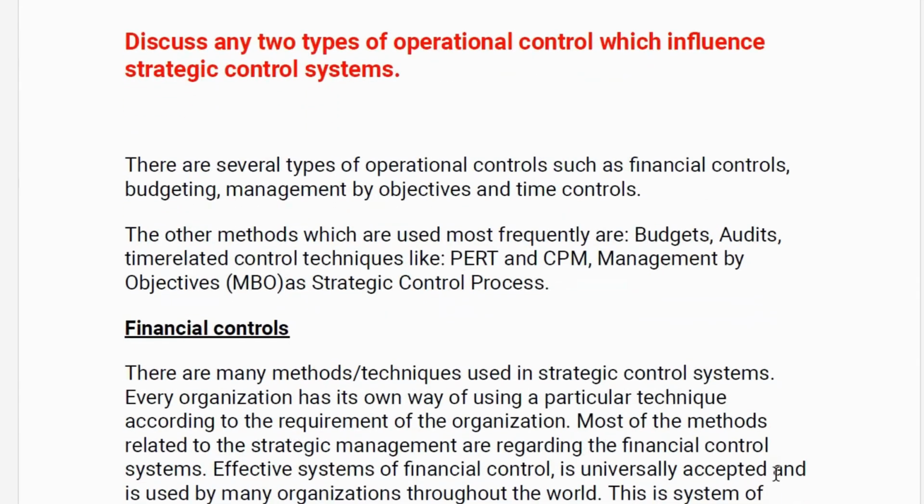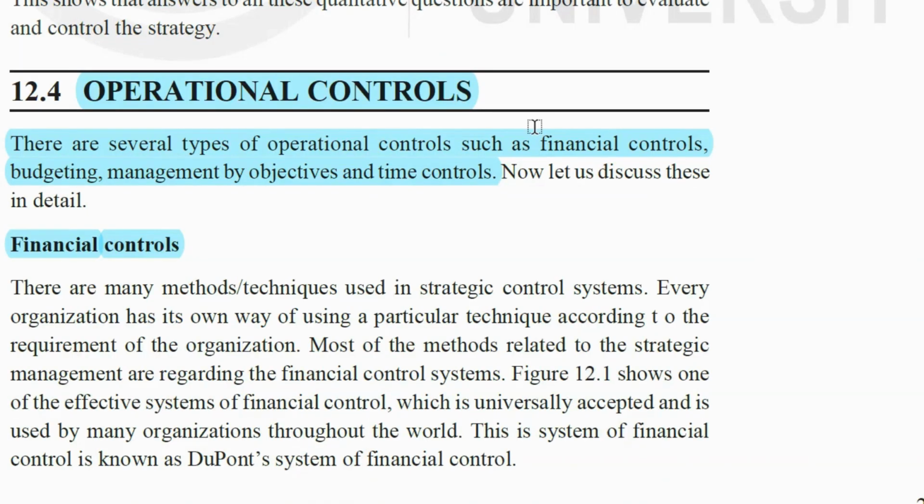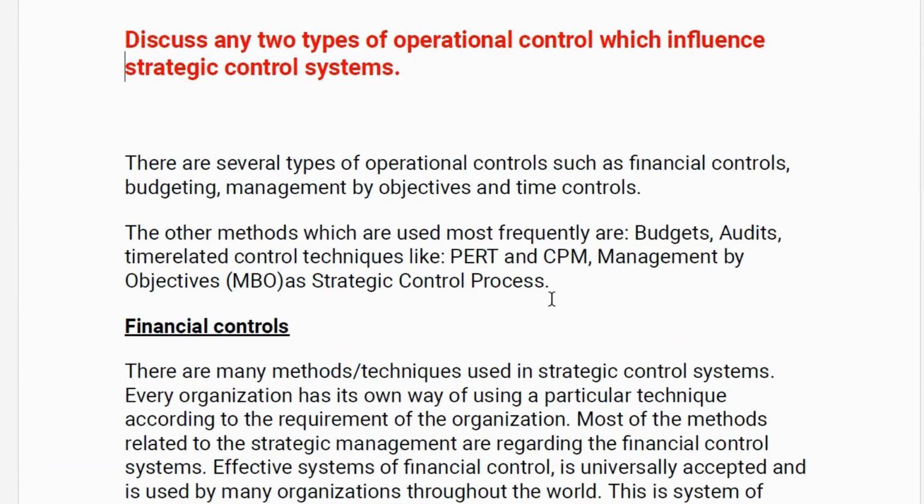The next question: discuss any two types of operational control which influence strategic control systems. In Unit 12, Control, we can find the topic of operational controls and the several types of operational controls. They are financial controls, budgeting, management by objectives, and time control. Let's see how these operational controls influence the strategic control systems.